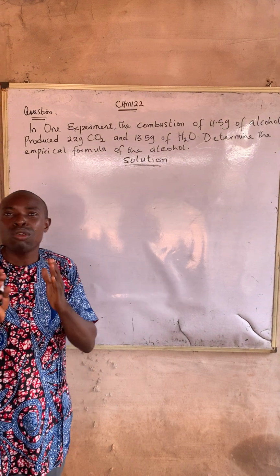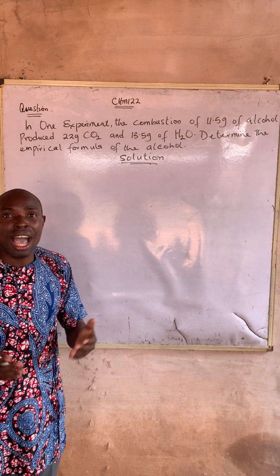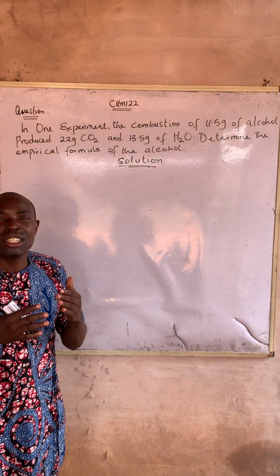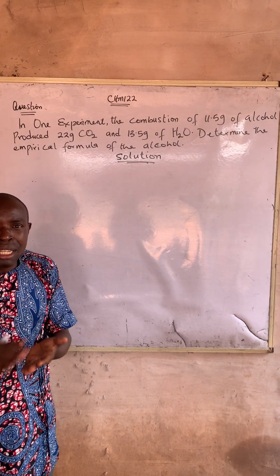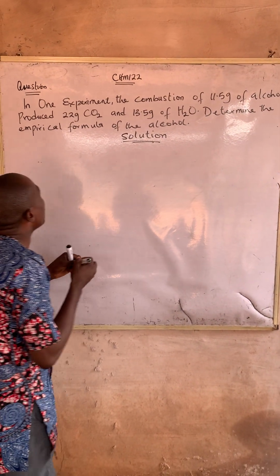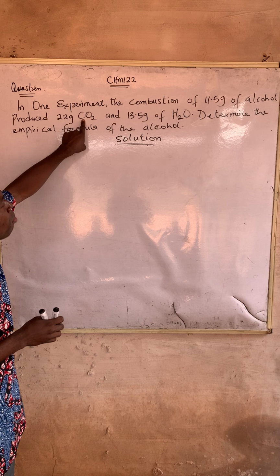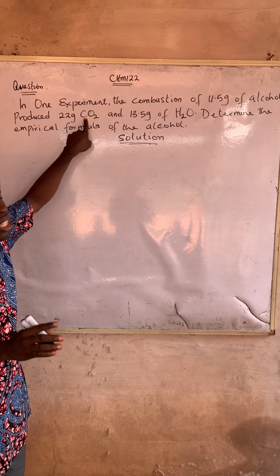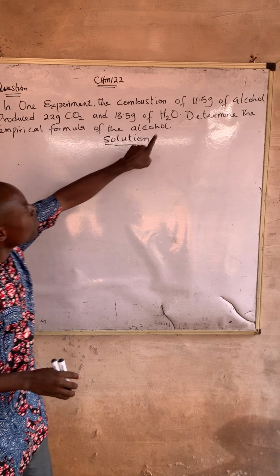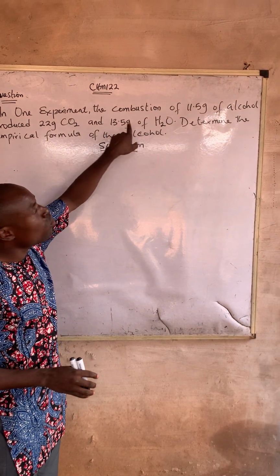This is not your regular question that some of us are aware of, but I will be giving you a possible shortcut on how to arrive at your answer at the basic level. So let's go. Now this question is very simple. It simply means that we are to get the mass of carbon from CO2 and the mass of hydrogen from H2O.